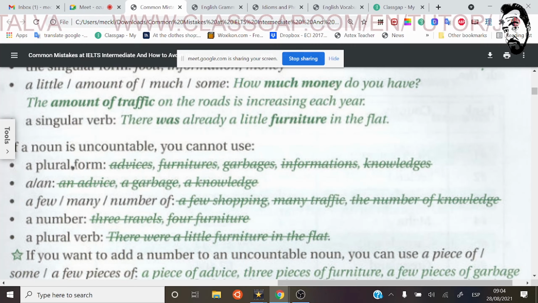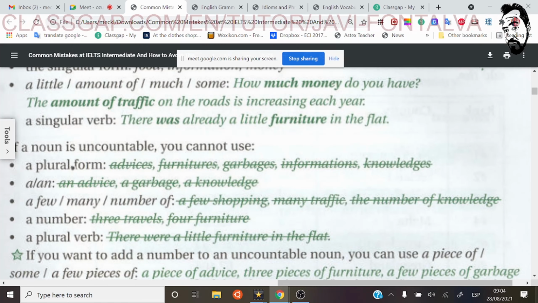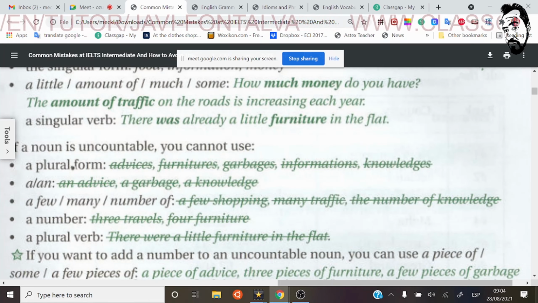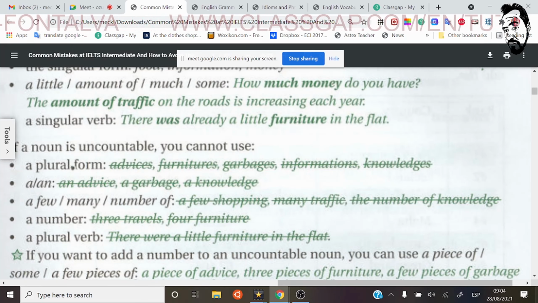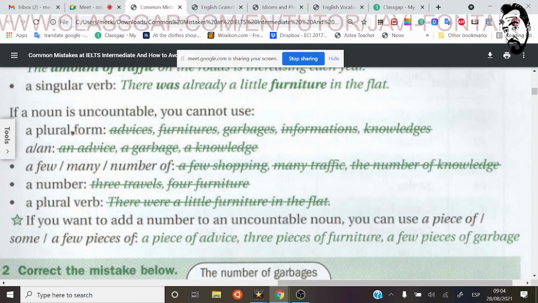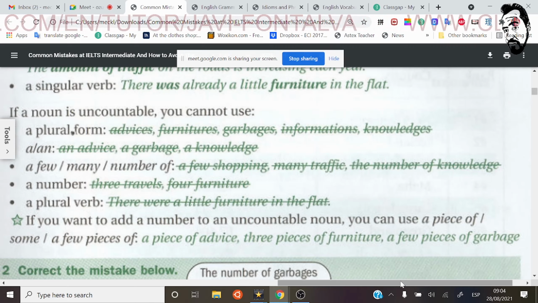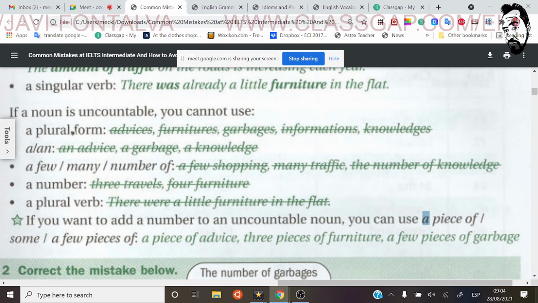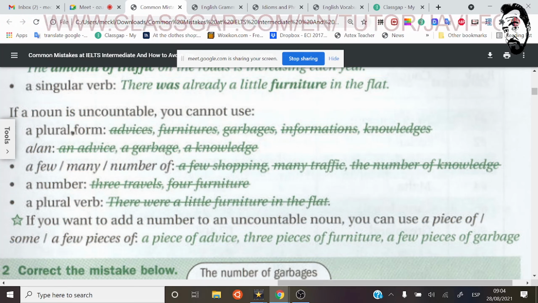So with money, which one do you use, many or much? Much, exactly. Also not possible to use numbers. You cannot say I have two monies or I have two informations. Much information, exactly. Sometimes you want to use a number, but you need to say a lot of information. That's possible. A lot of information. But you cannot say many informations.